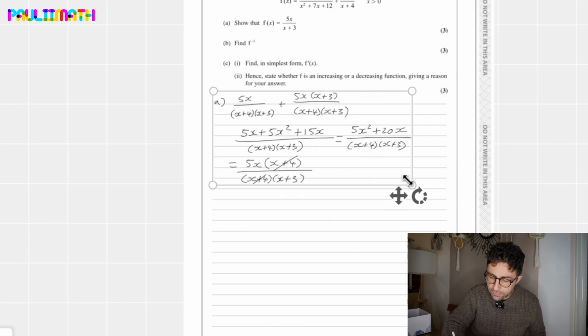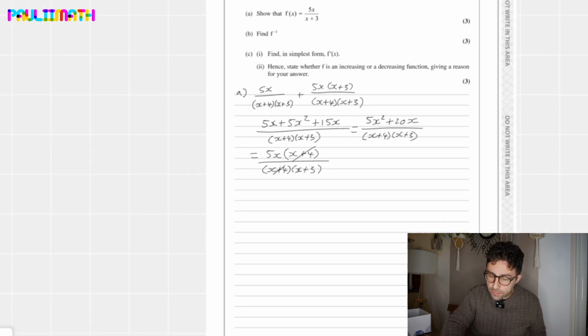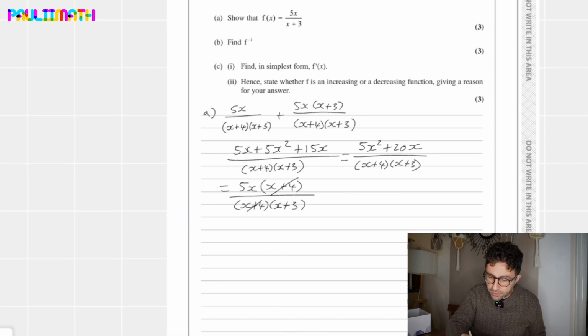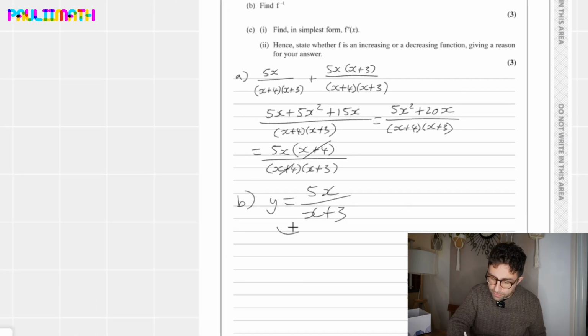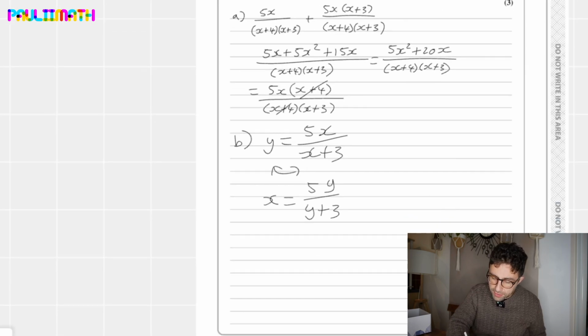Moving on, inverse. Well, a lot easier to do now than it would have been before. And hopefully you got your inverse certificate from kindergarten, which told you this sort of weird trick where you swap the x's and the y's around in a pretty non-mathematical way. And then you rearrange it to make y the subject.